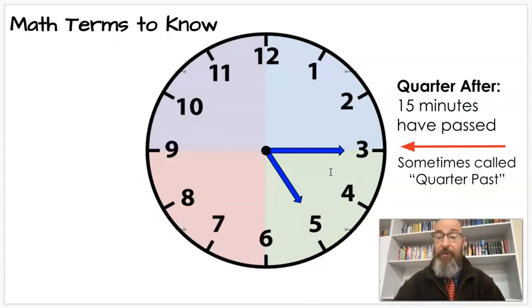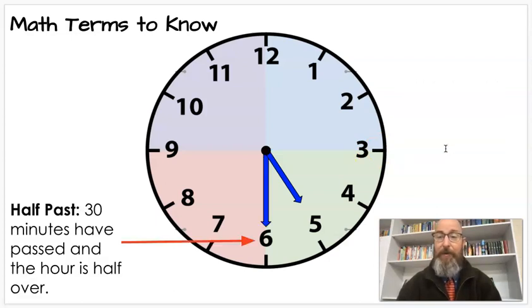All right, some other math terms we need to know. One is a quarter after. It means 15 minutes have passed. How do I know this? That's a 3. That means 3 jumps. 5, 10, 15. So 15 minutes have passed. So it's a quarter past that hour. So that would be 5:15 on that clock.